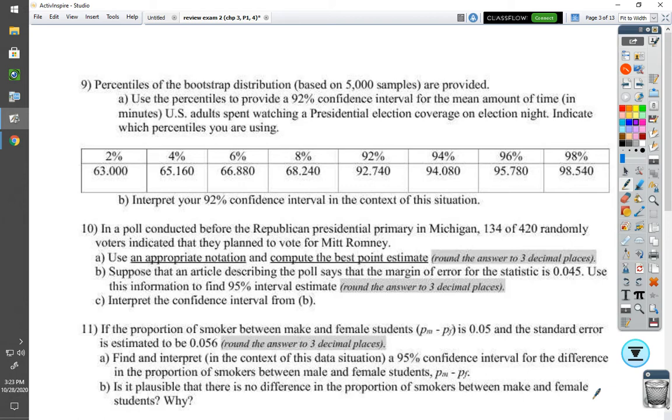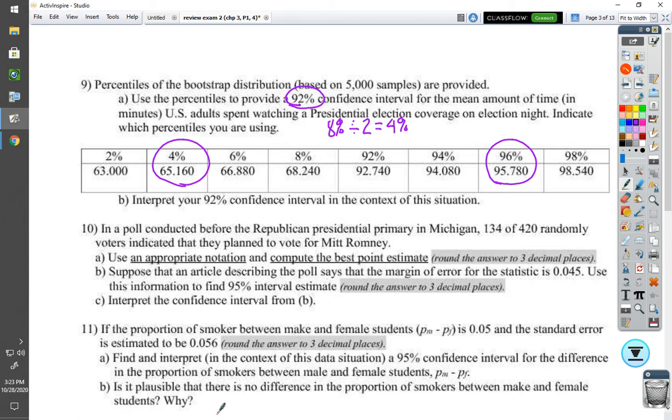Percentiles of the Bootstrap distribution based on 5,000 samples are provided. Use the percentiles to provide a 92% confidence interval here. Remember that if we're providing a 92, that means there was 8% left over from 100. Divided by 2 means 4 percentile at each end. 4 percentile puts me at these two statistics.